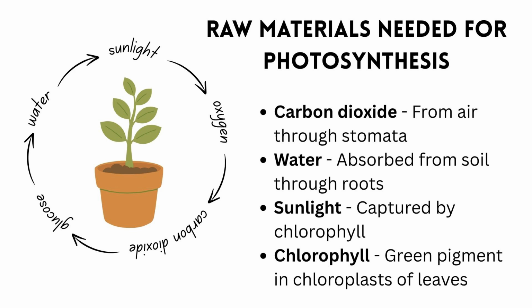Chlorophyll is a green pigment present in the chloroplast of plant cells. It is responsible for giving plants the green color and it is essential for photosynthesis. Chlorophyll absorbs sunlight.